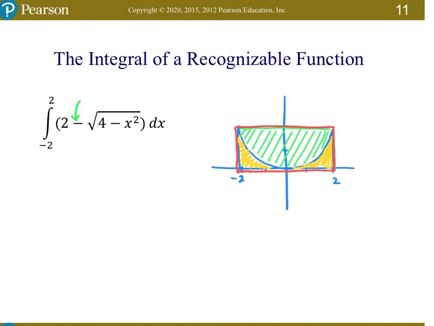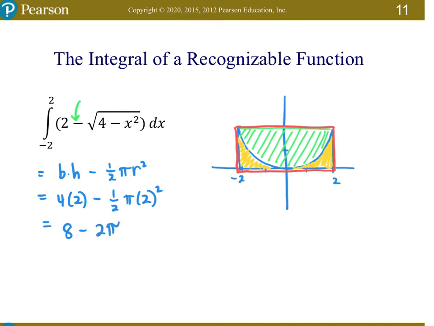So I'm going to subtract 2 geometric shapes to get the non-geometric shape of yellow. So I am going to start with the base times the height, that's the 2 pieces put together, and I'm going to subtract the semicircle. So the base is 4 and the height is 2, and I'm going to subtract the semicircle with radius 2. So this one would give me 8 minus 2 pi. 8 minus 2 pi represents the yellow part that's left, which is what I was looking for.